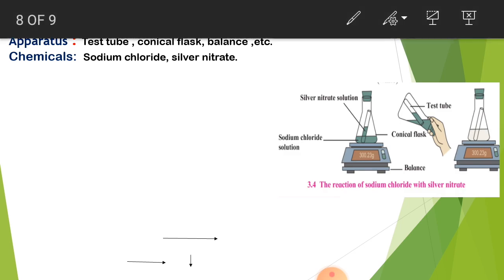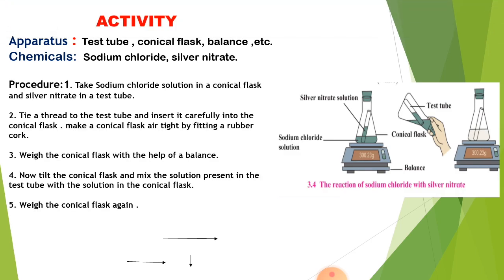So what is the procedure? Take sodium chloride solution in a conical flask and silver nitrate in a test tube. Tie a thread to the test tube and insert it carefully into the conical flask and make the conical flask airtight by fitting a rubber cork. Weigh the conical flask with the help of a balance. Now tilt the conical flask and mix the solution present in the test tube with the solution of the conical flask and weigh the conical flask again.